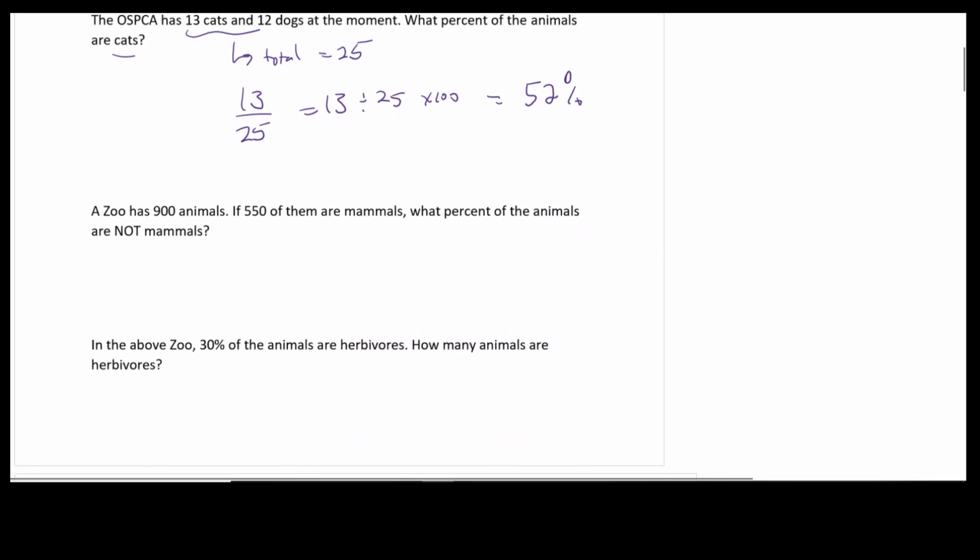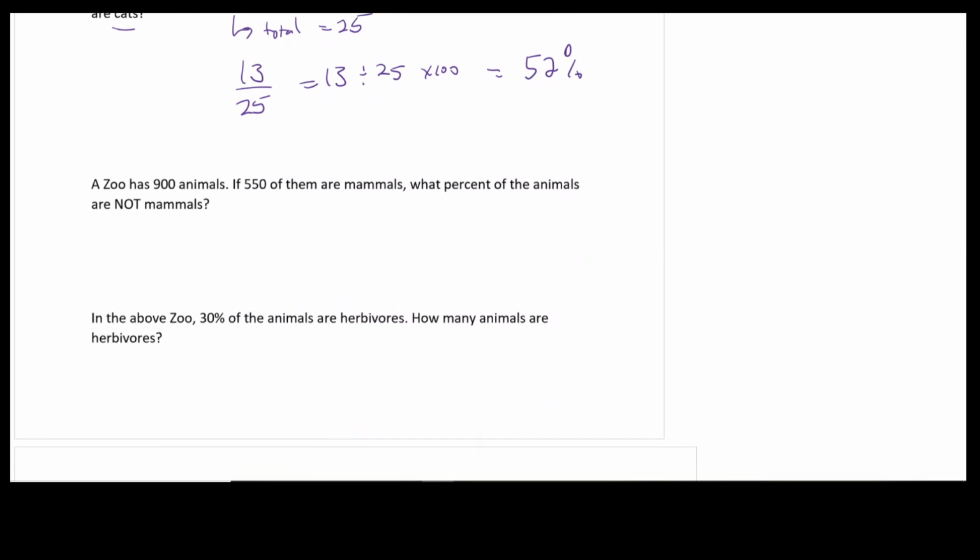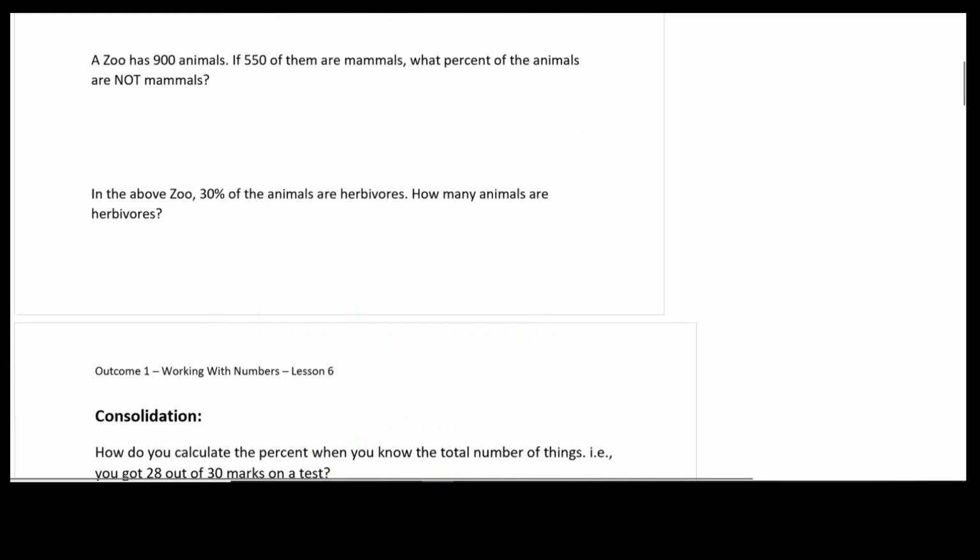Okay, so I'll let you handle the next one. Pause the video, see if you can answer the next question here. A zoo has 900 animals. 550 of them are mammals. What percentage of the animals are not mammals? Pause for a quick second, see if you can work that out, and then unpause, and I'll do my answer.